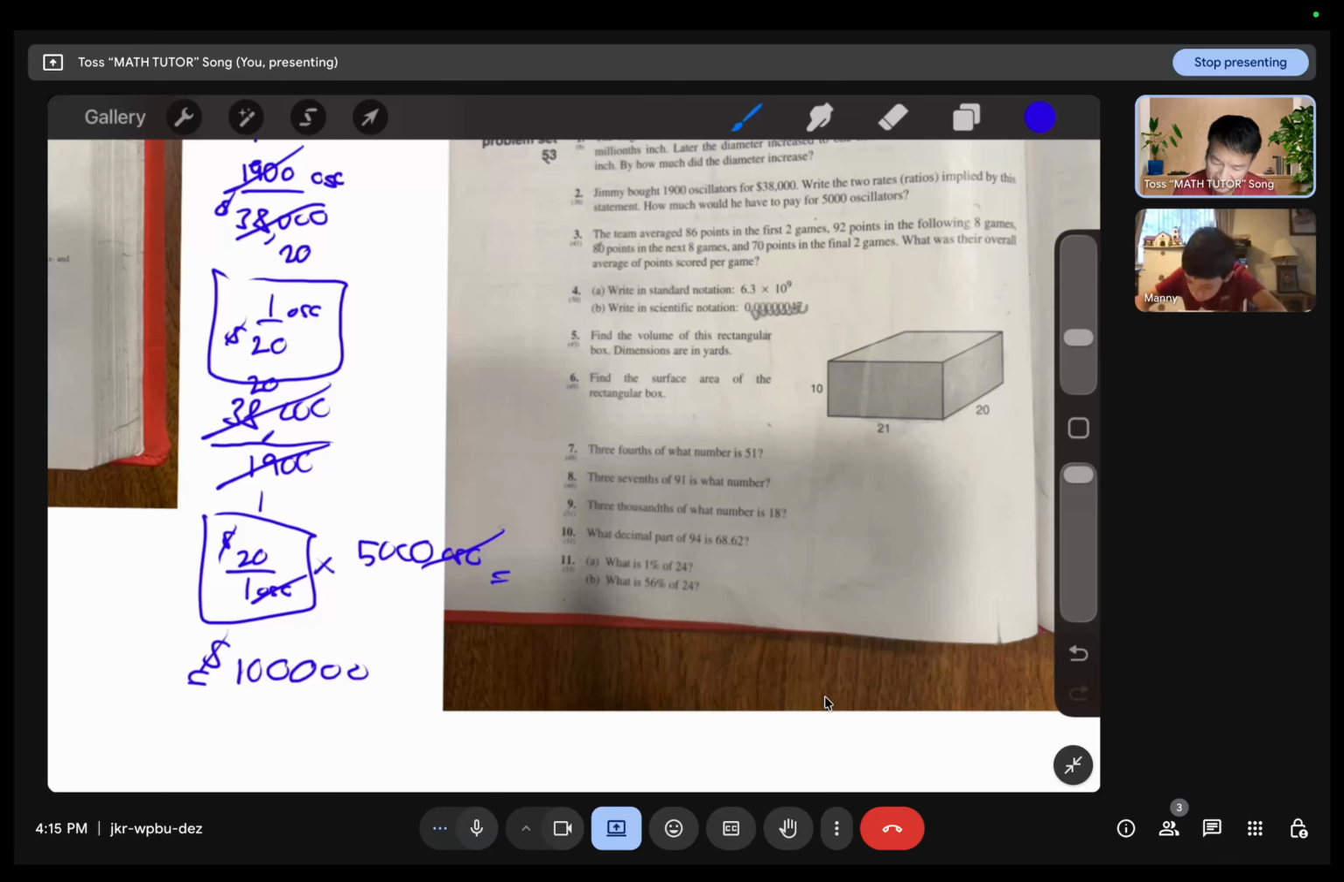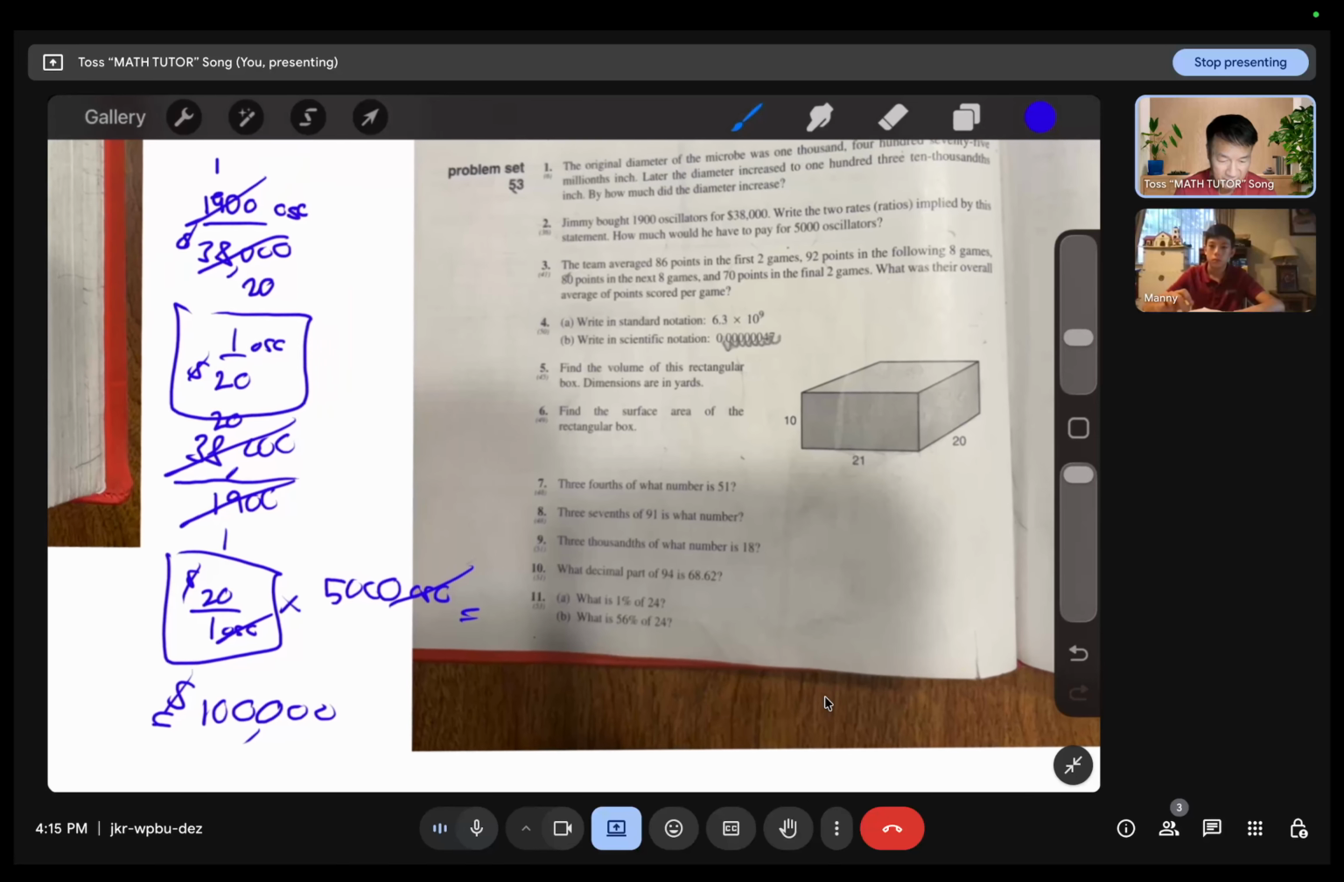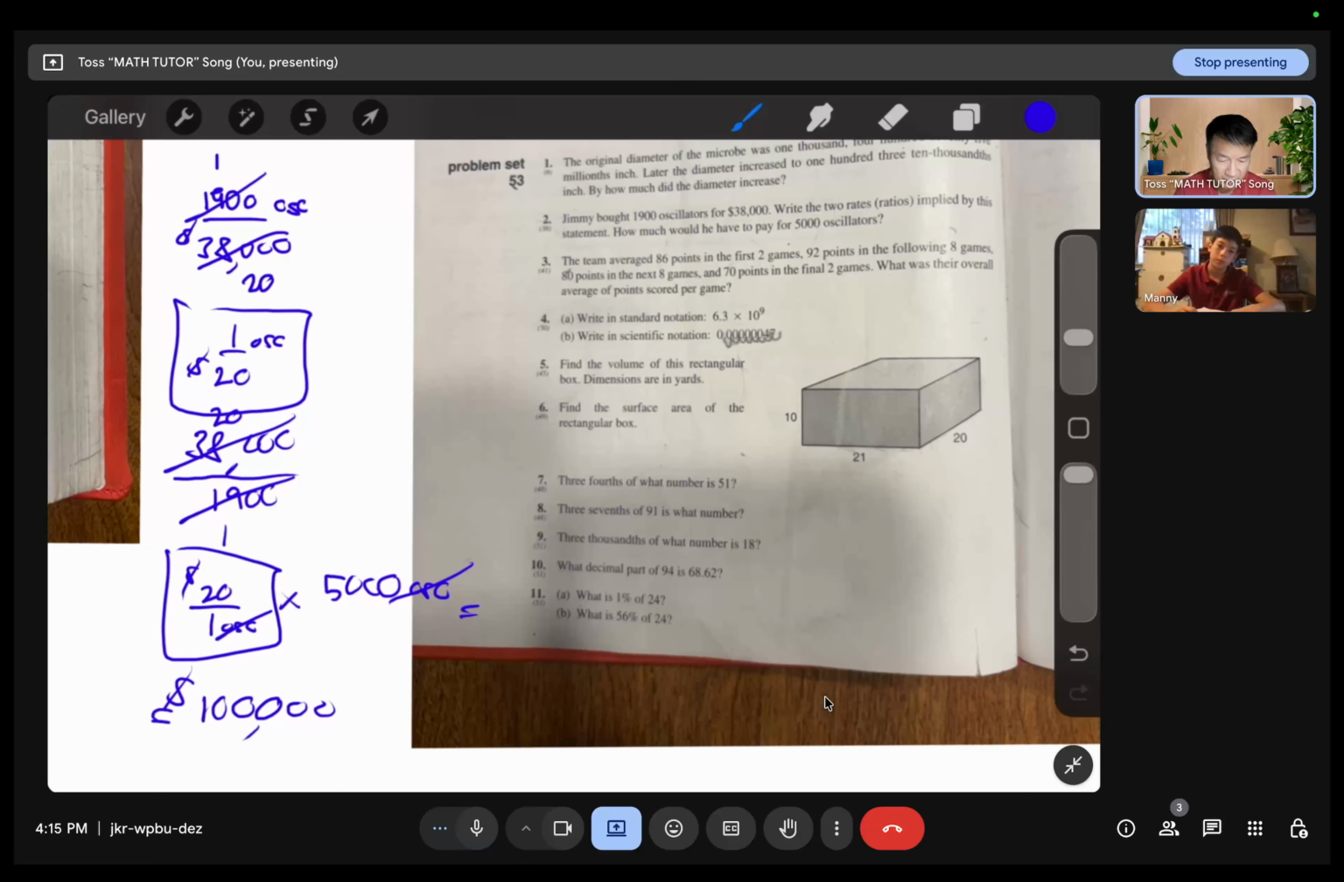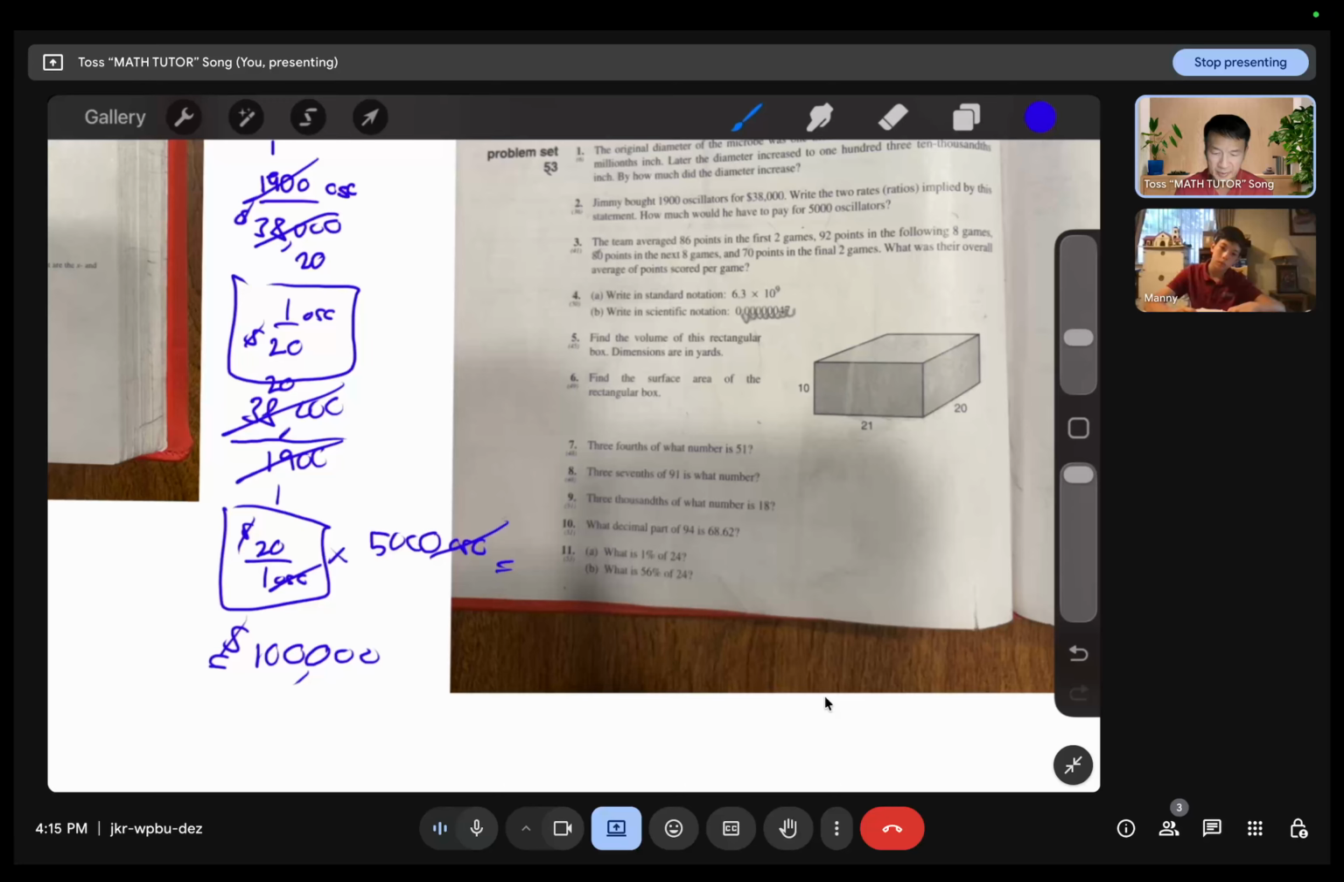Is this correct? 5 times 2 is 10, and add how many more zeros? Okay, that looks right. Do you agree? I'll go ahead and put a comma here. It looks like $100,000. That's a lot of money. Okay, that seems right.